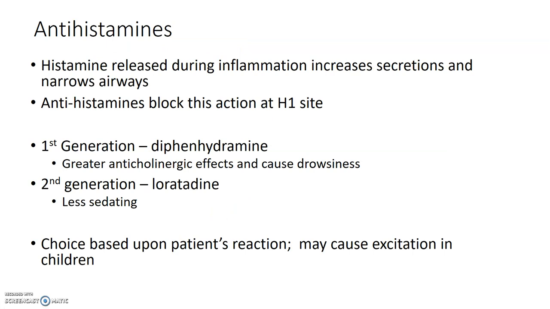Antihistamines have 2 generations. Histamine is released during inflammation and it increases secretions and narrows the passageways. Antihistamines block this action at the H1 site. The first generation antihistamines include diphenhydramine. It has greater anticholinergic effects and can cause drowsiness. The drugs are used for rhinitis, urticaria or itching, motion sickness.